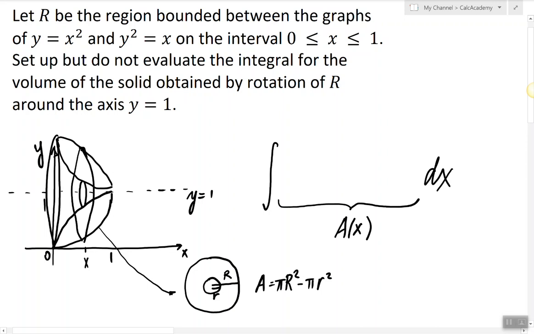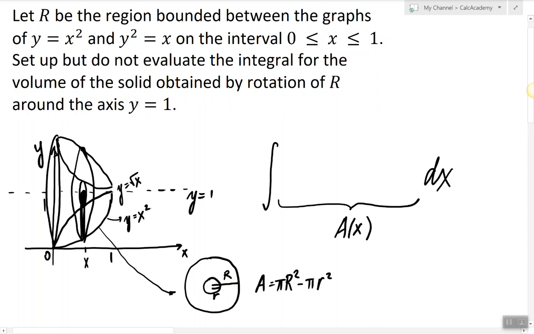Now we can trace these radii back to the original diagram. So what is little r? Little r will be the distance from the axis of revolution to this graph. And this graph is the graph of y equals square root of x. Big R will be the distance from the axis of revolution all the way down to here. And this graph is the graph of the parabola y equals x squared.